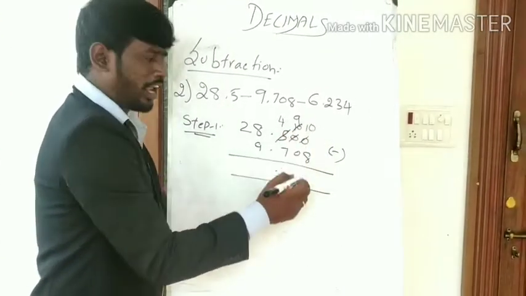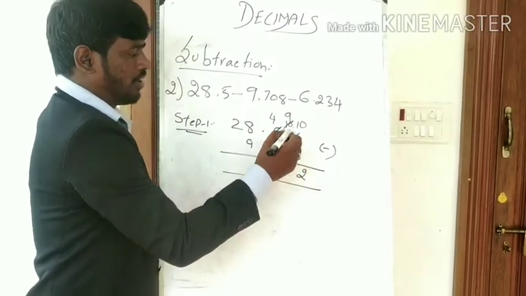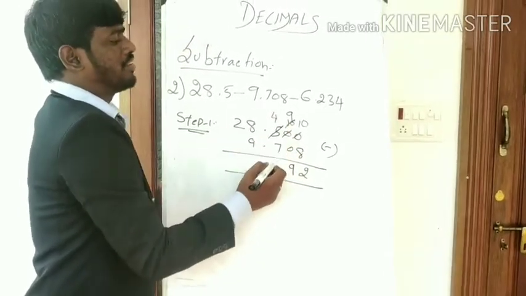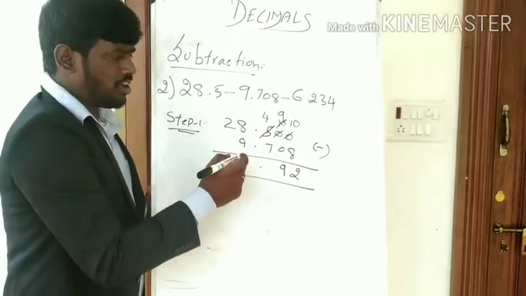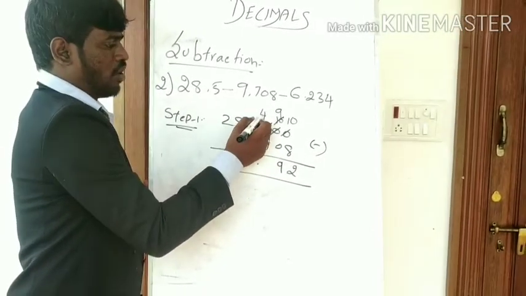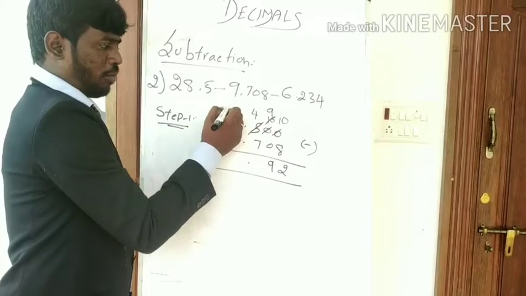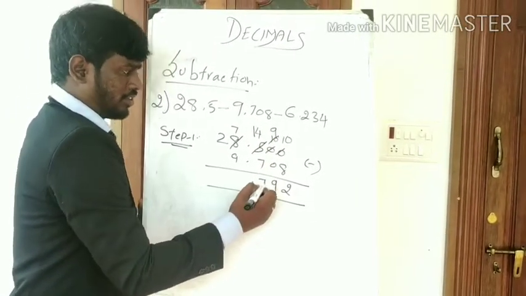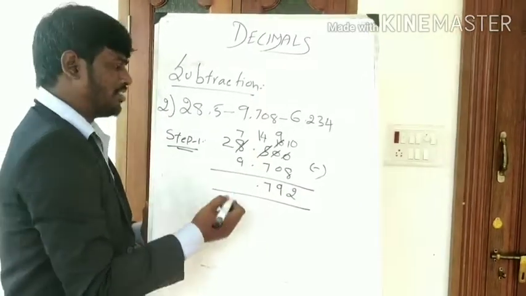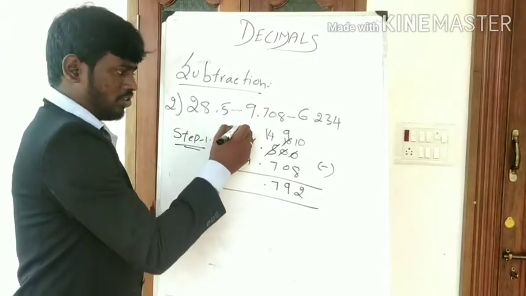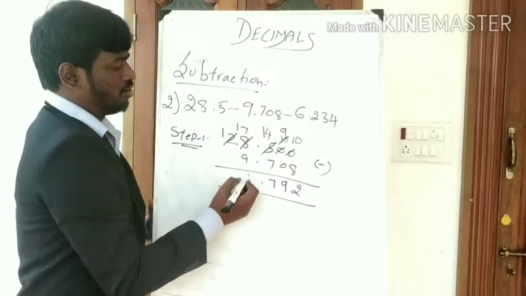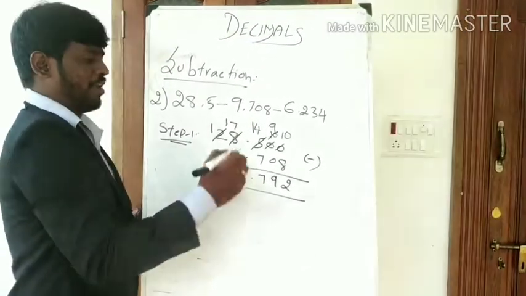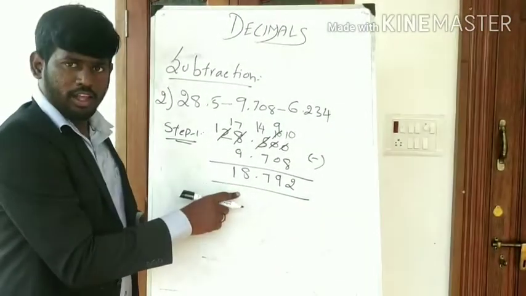Now 10 minus 8, 2. 9 minus 0, 9. 4 minus 7, 4 is smaller. Change it to 14. 14 minus 7, 7. 7 minus 9 again smaller, carry over 1, so change it to 17. 17 minus 9, you get 8 and 1 as same like this. So the step 1 answer will be 18.792.